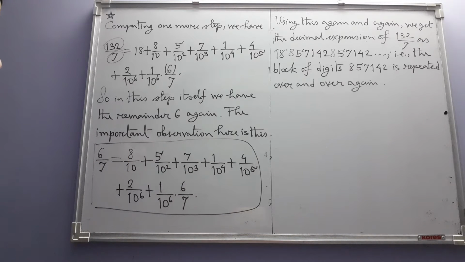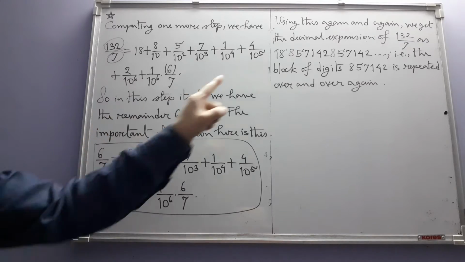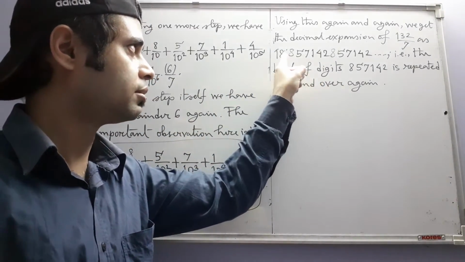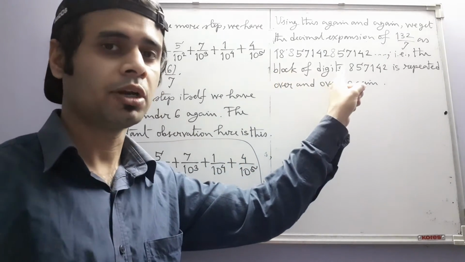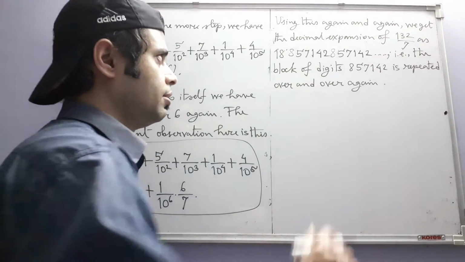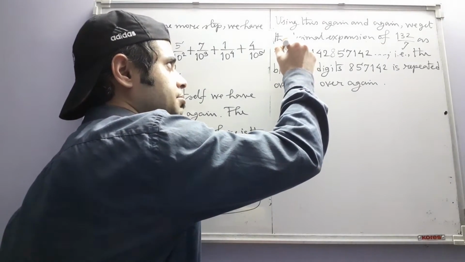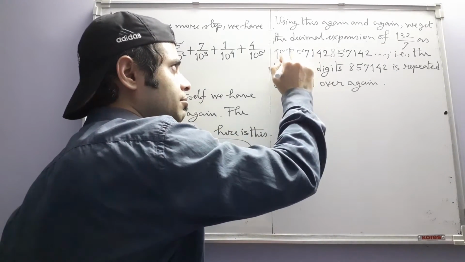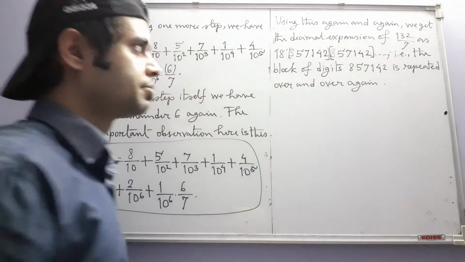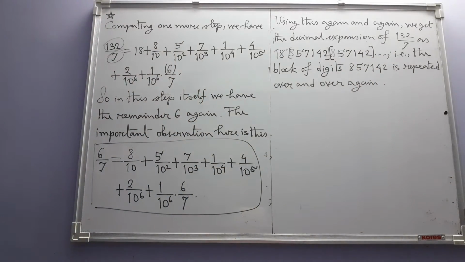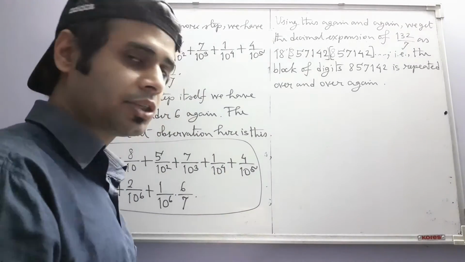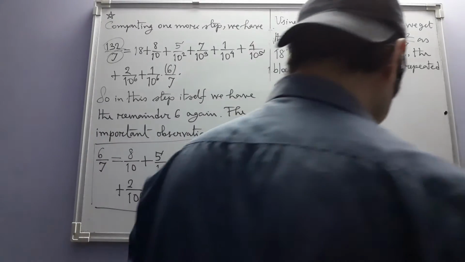This is only one example where the repeating blocks have started appearing just after the decimal point. It did not take any time at all. Once the decimal point has been reached, after that we are getting the repeating blocks. This may not happen in the general case, and that is something we need to address.